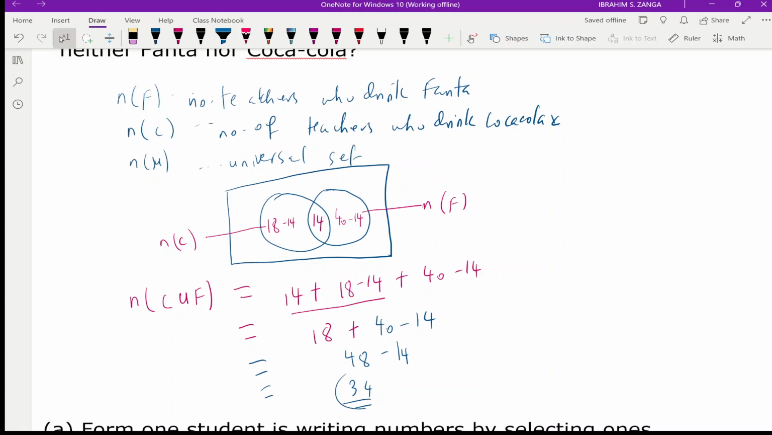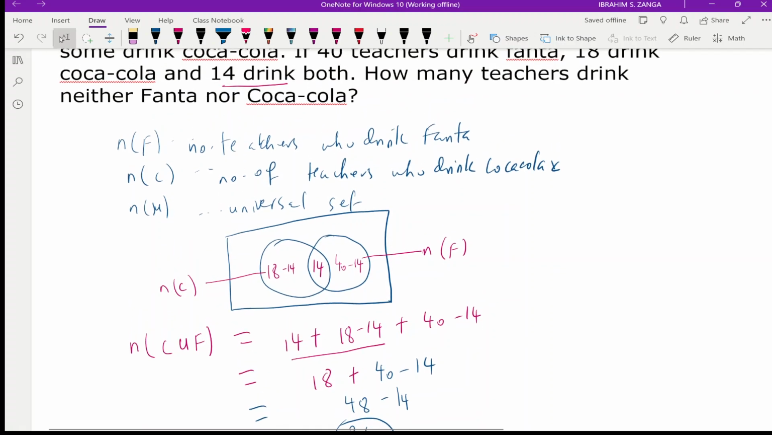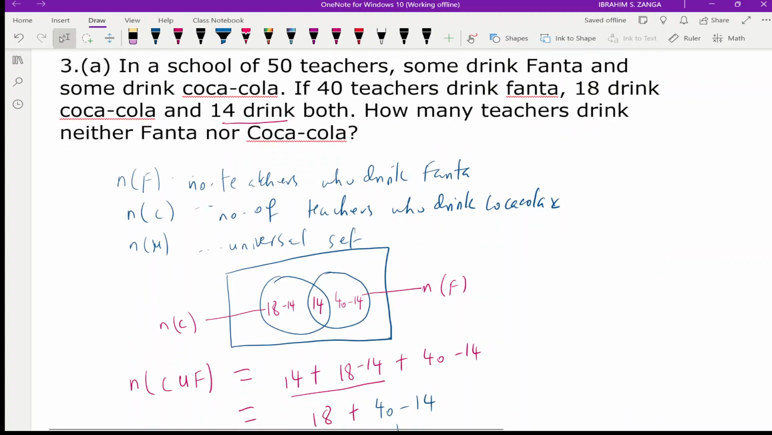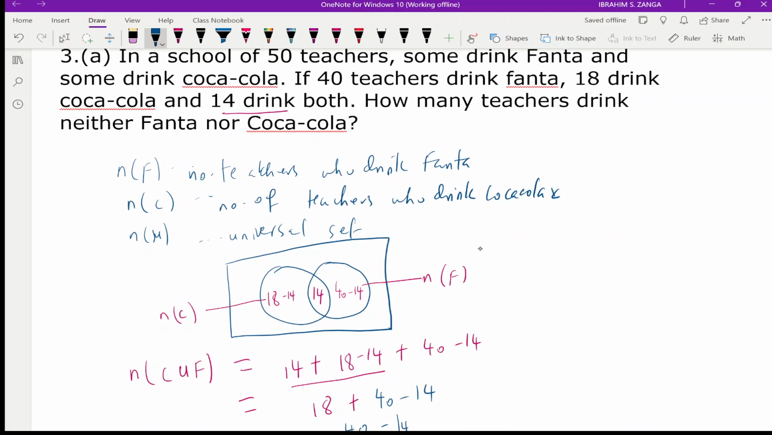So 34, this is those who drink either Coca-Cola or Fanta or both, but we are given 50 teachers. So it means the number of Coca-Cola union Fanta complement, neither, of course, you'll be taking 50 minus 34, so we'll be getting 16.